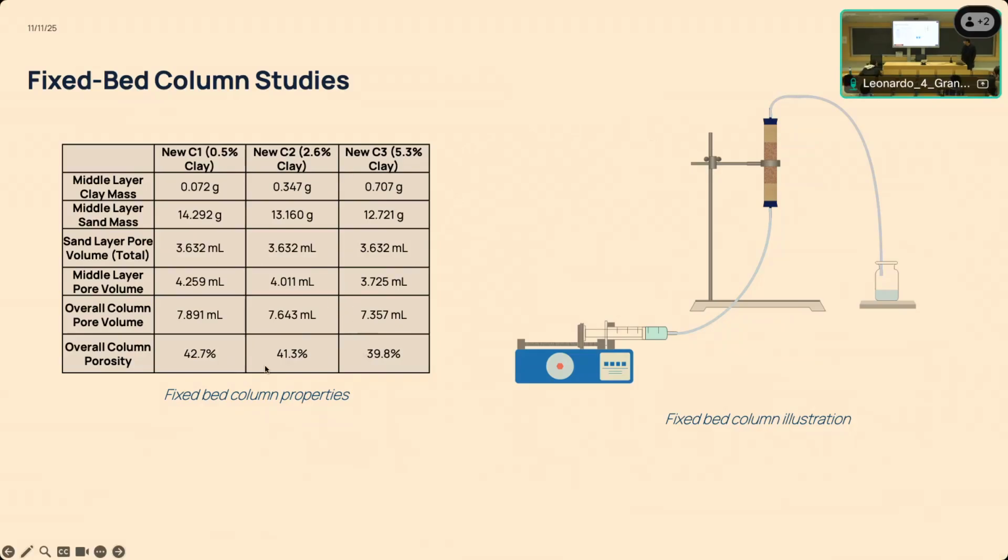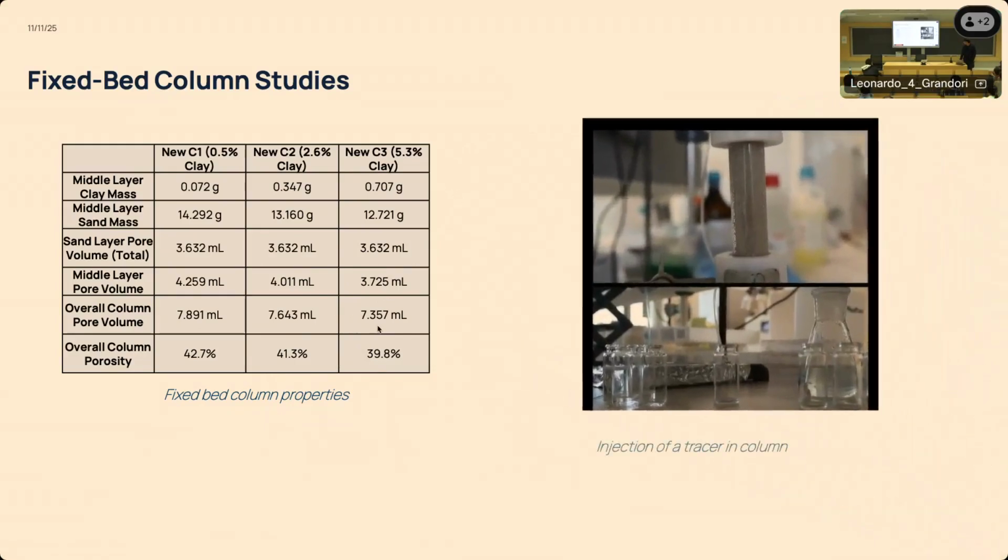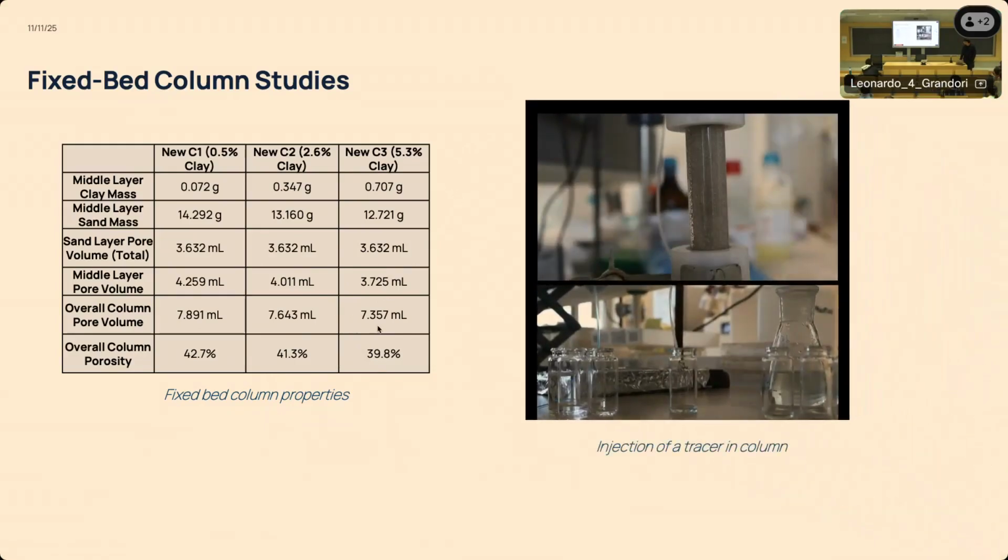And you can see as the clay is increased in the middle layer, the porosity tends to decrease, and so does the pore volume. And after that, here is a simple representation of one of the tracers, which was injected in the sand-only column to check other parameters like the dispersivity and the hydraulic conductivity.